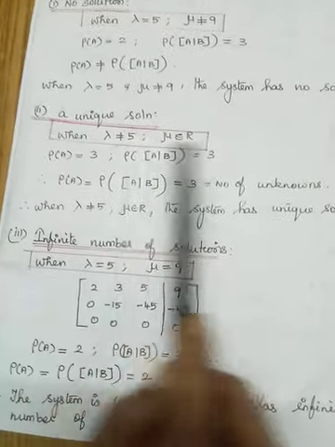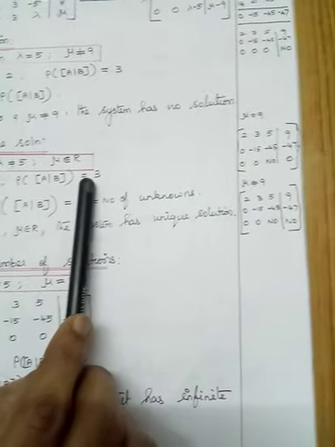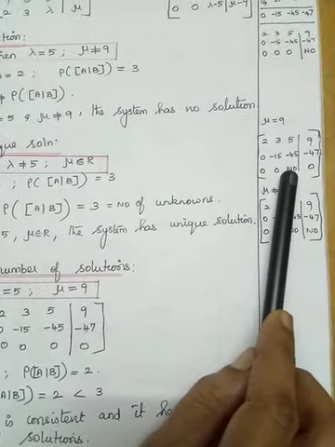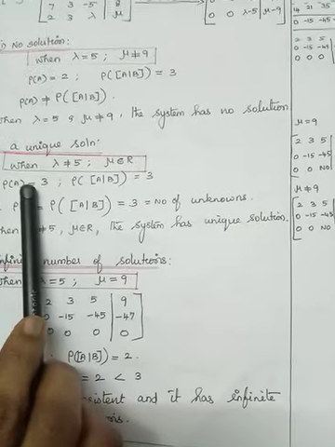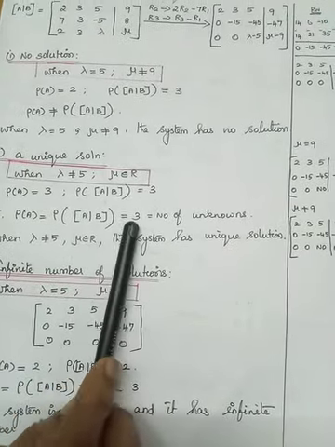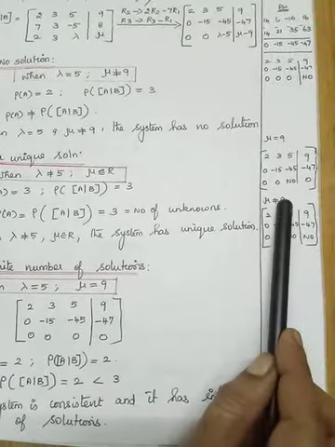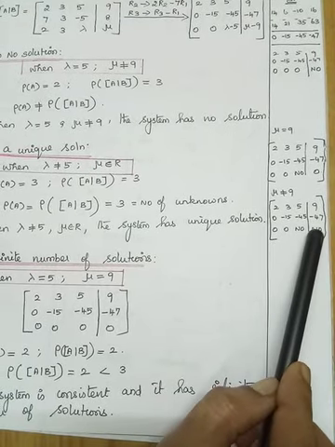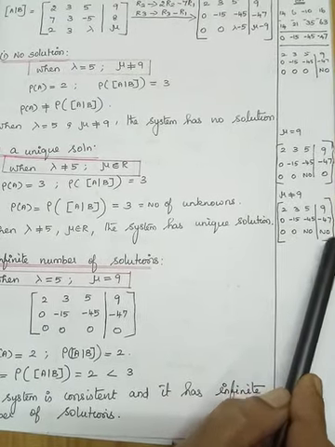Here you will have the number, so it is 3 non-zero rows. So rank of A is equal to 3. And what about rank of AB? That is also 3, because here you will have a number. So you see that rank of A is equal to rank of AB is equal to 3. Suppose mu is not equal to 9, automatically you will have a number here.